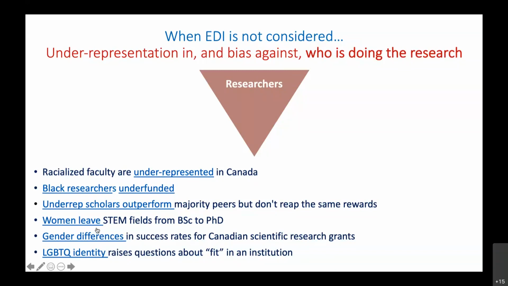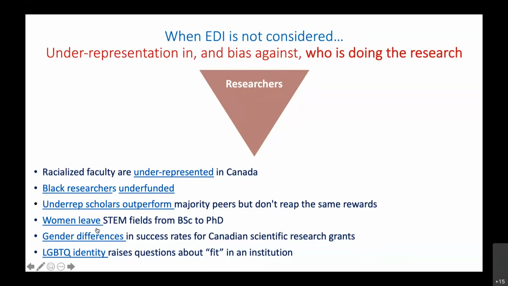There's evidence that Black researchers receive less funding from the National Institutes of Health in the United States versus non-Black researchers. This third study found that scholars from underrepresented groups, specifically gender and racial minorities, actually achieved higher rates of scientific novelty, but their research was less likely to be taken up by peers, and these individuals were less likely to continue into scientific careers.